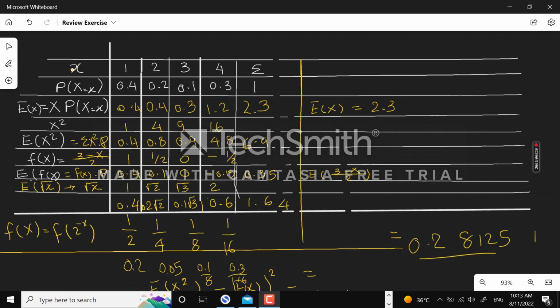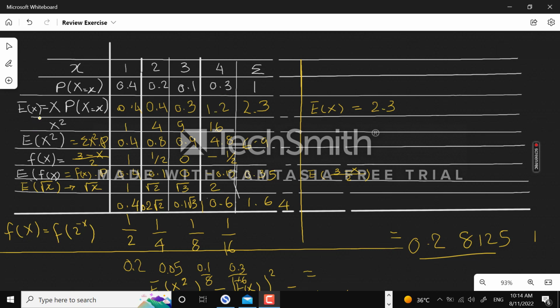To calculate the expectation of any random variable, the expectation of X usually equals the value of X multiplied by its probability. If we calculate it, 1 times 0.4 gives me 0.4. 2 times 0.2 results in 0.4 again. 3 times 0.1 is 0.3. 4 times 0.3 equals 1.2.